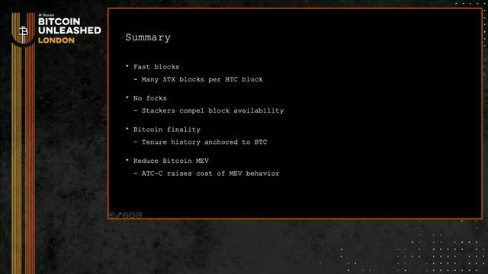And we reduce Bitcoin MEV through this new weighting function, ATC-C, which raises the cost for an MEV miner in order to participate profitably. They can still make some money, they just have to behave more like a normal miner to do so, thereby ensuring stackers continue to receive a stream of PoX payouts, thereby ensuring they will show up to sign blocks and they will show up to sign sBTC operations.